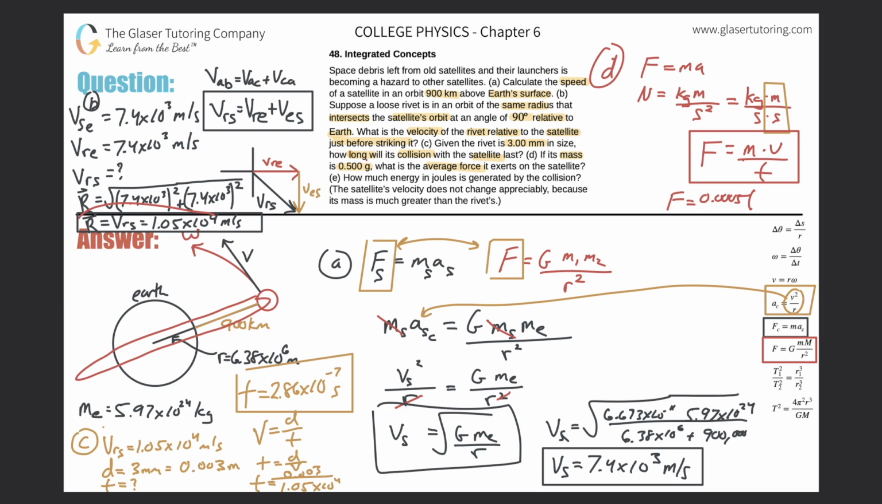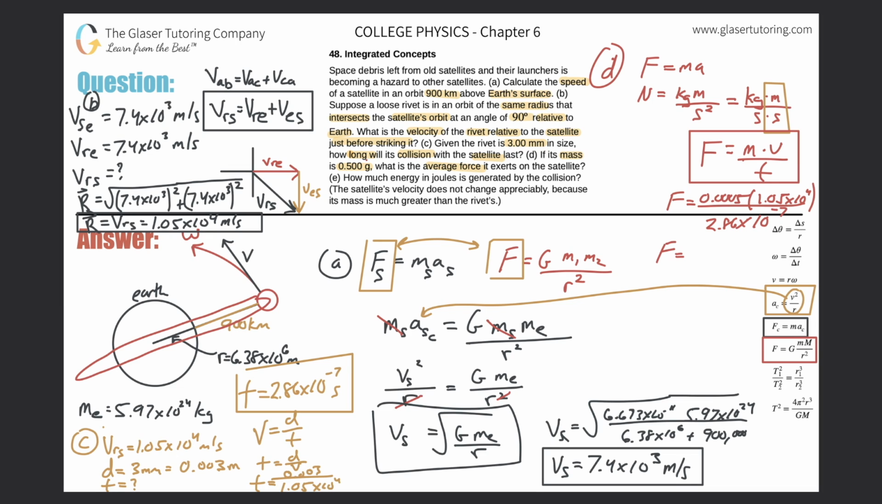Take that and multiply it by the velocity you just found. The important velocity is the velocity of the rivet relative to the satellite. That's the velocity you need because those are the two objects that are coming in contact. So that's the relative velocity that's important: 1.05 times 10 to the 4th. And then divide that all by the time it took for that collision to occur, which is what we just found in the prior part: 2.86 times 10 raised to the negative 7. And now just calculate it.